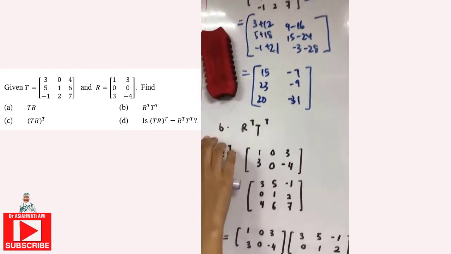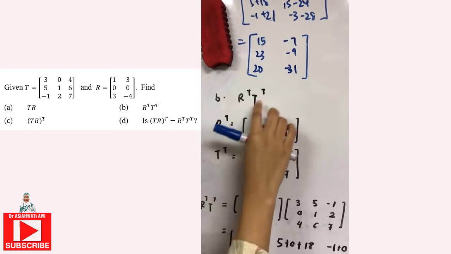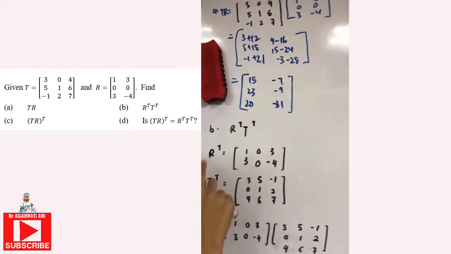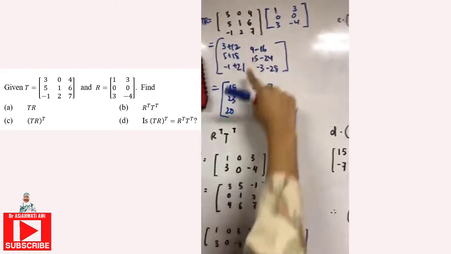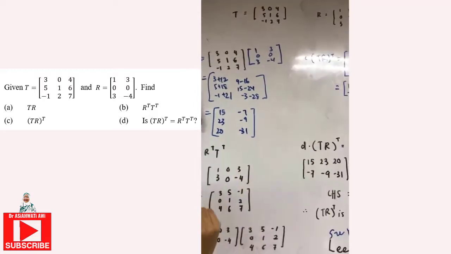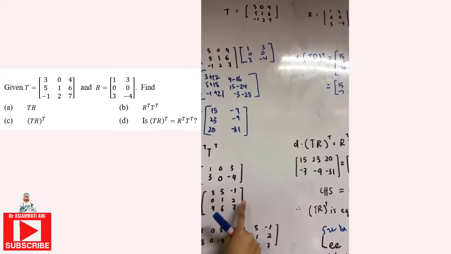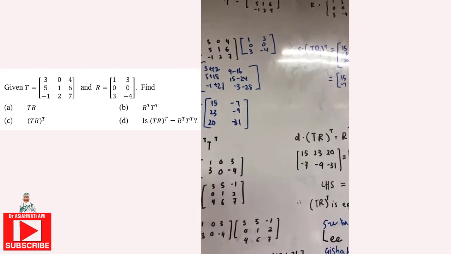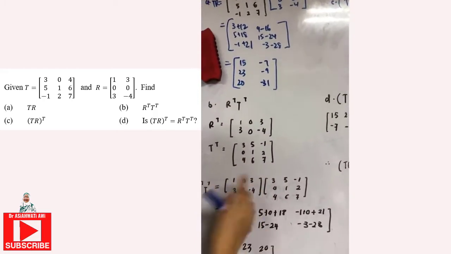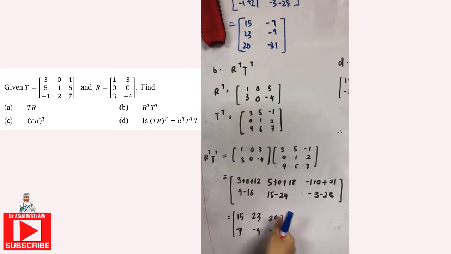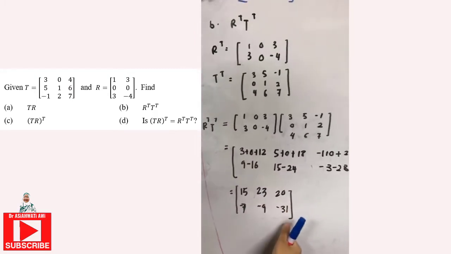Then B asks us to find R transpose times T transpose. R transpose equals to 1, 0, 3, 1, 0, 3, 3, 0, negative 4. T transpose equals to 3, 5, negative 1, 0, 1, 2 and 4, 6, 7. So we just multiply R transpose times T transpose. We will get 15, 23, 20, negative 7, negative 9, negative 21.